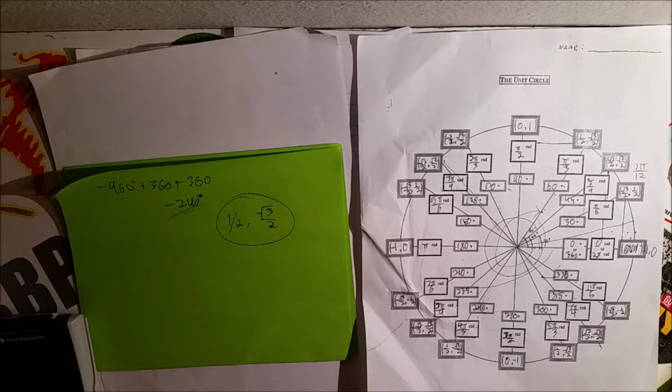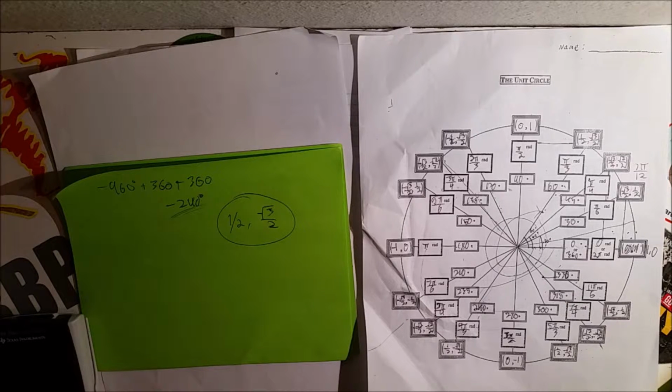Practice problem. This practice problem asks us to find the terminal point of negative 960 degrees and the coterminal angle of negative 960 degrees. So, to find the terminal point of negative 960 degrees, firstly, we need to find the degree measure that's on the unit circle. Obviously, negative 960 degrees is not on the unit circle. So, we're going to add 360.